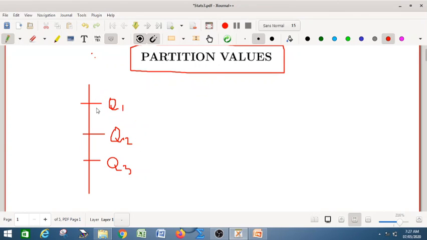Q1 is called the lower or the first quartile. Q2 is called the median, that is, you know that it divides the whole observations into 2 equal parts, and Q3 is the upper or the third quartile. So these are called quartiles. So quartiles will divide the distribution into 4 equal parts.